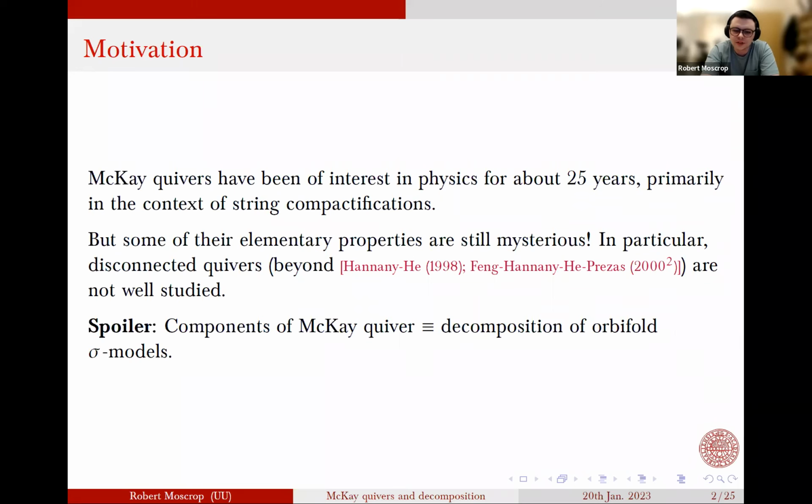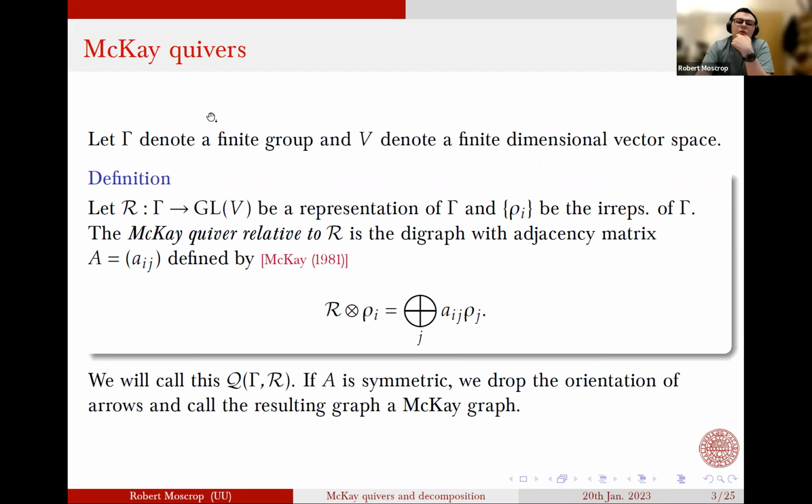So maybe the first thing that you could ask me, if you haven't seen these things before, is, what is a McKay quiver? Throughout the talk, I'm going to denote Gamma as a finite group, and V, whenever it pops up, will be a finite dimensional vector space. The point of a McKay quiver, just from a representation theory point of view, is you give me a representation of this group Gamma, and now I want to understand its relations with other representations of Gamma. So the best way to do this is to take, say, R. It doesn't have to be irreducible. It could be any linear representation of the group. And I tensor it with rho_i, one of the irreps. And then by semi-simplicity, you get this direct sum here.